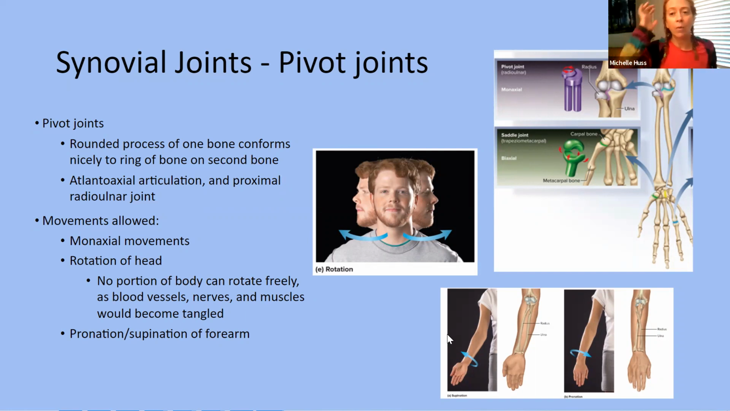So what I'm going to say is it's C1 to C2 only that I'm talking about that's pivoting back and forth. C1 to C2, it's pivoting on the dens back and forth. That allows for rotation. Another rotation pivoting joint is your radius to ulna. So you do want to have an example. You can see I'm pivoting. That's a pivot joint that allows for rotation.